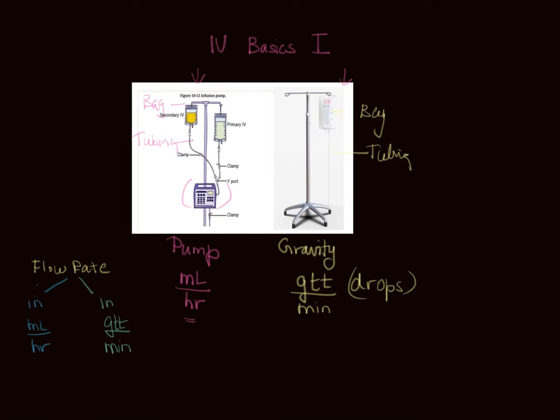So again, depending on what kind of IV system it is, that's actually the first thing you're going to ask yourself: what kind of IV is this? Is it a pump? If so, the answer is mL per hour. Is it gravity? If so, the final answer is going to be drops per minute.